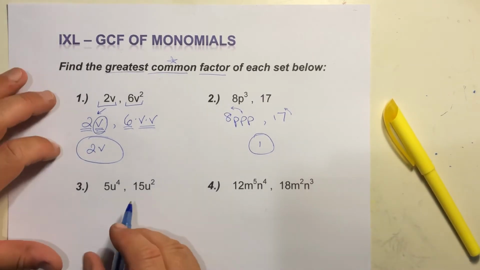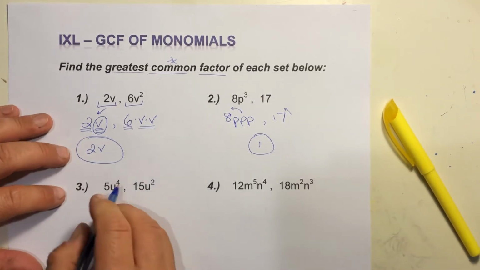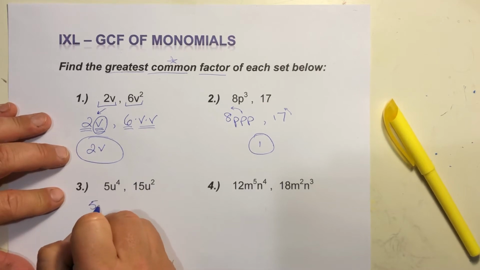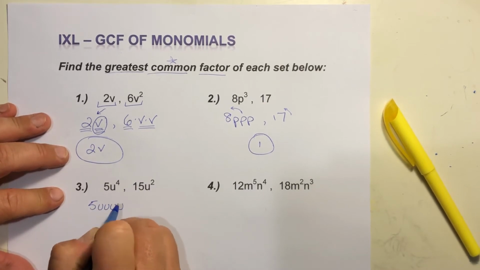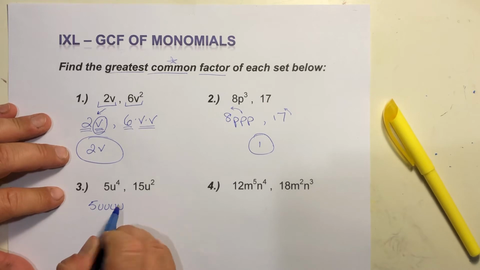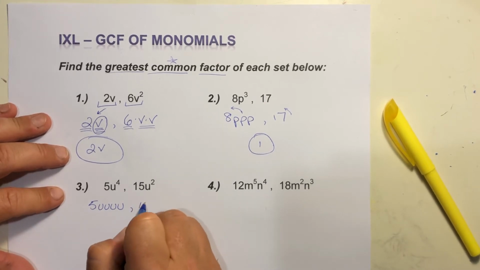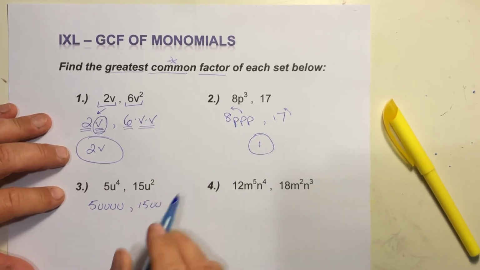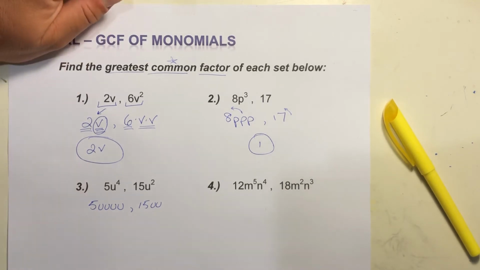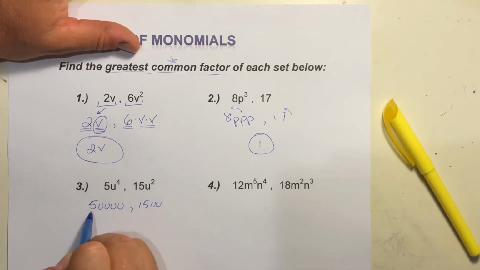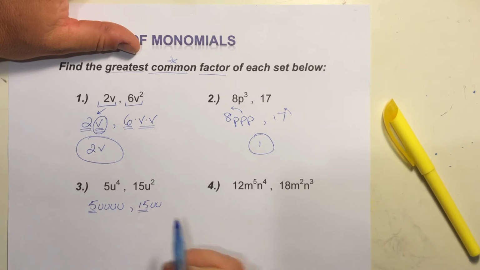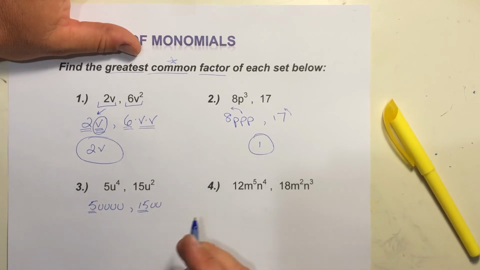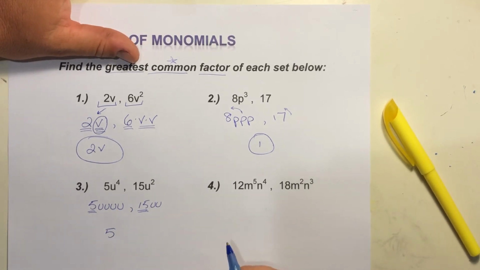All right, number 3, 5u to the fourth, 15u squared. So I'm going to write this out as 5 times u times u times u times u. And then the other one is 15u squared, which is the same as 15 times u times u. Now, let's start with the coefficients. What is the greatest number that I can divide into both 5 and 15? Yes, that would be 5.